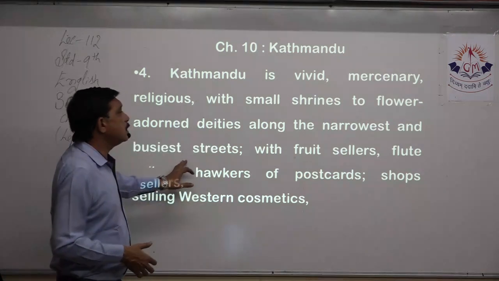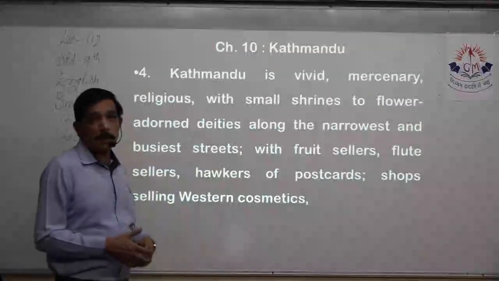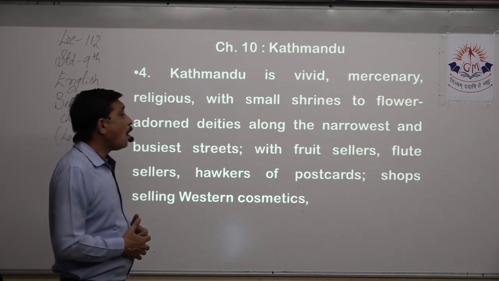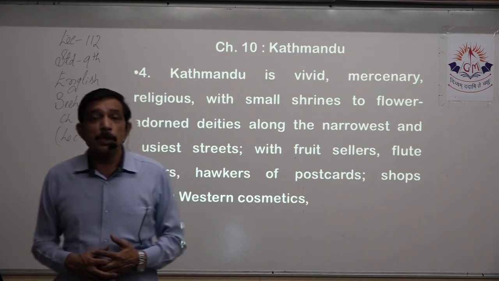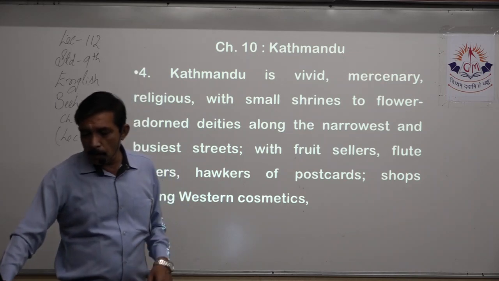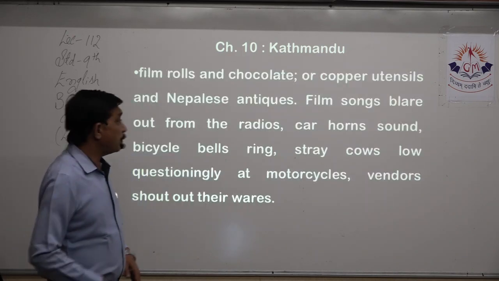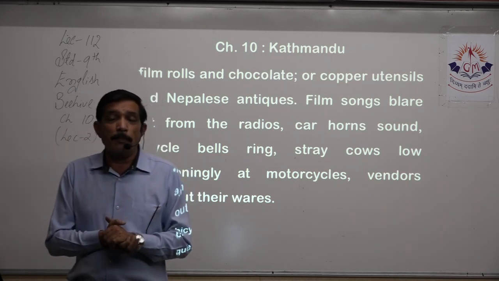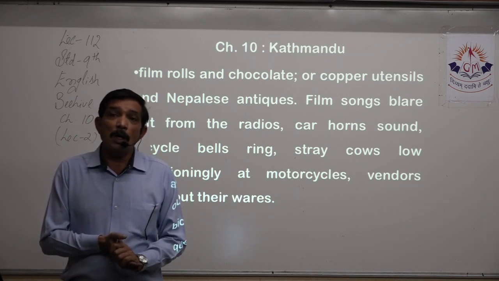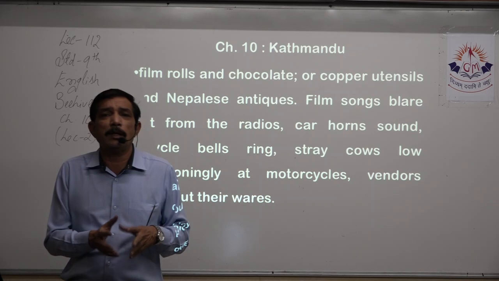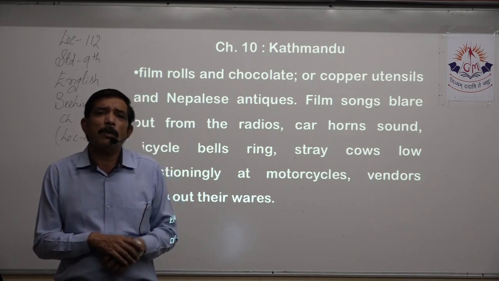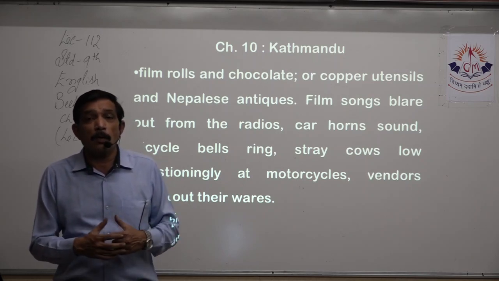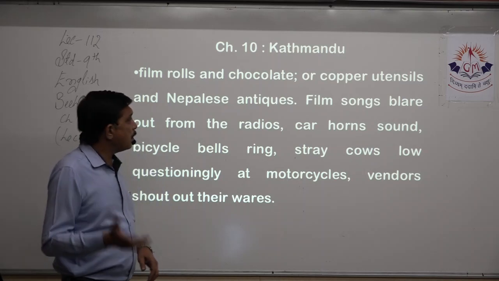So even the narrowest and the busiest streets, yes, they will be filled with adorned deities, that is gods and goddesses. Then there will be fruit sellers, there will be flute sellers also, hawkers selling postcards, shops selling Western cosmetics for people who come from abroad. Then film rolls, because in those days the digital cameras were not there. Yes, cameras having film rolls were there, negatives, right? So even the smallest of the shops will be having a few camera rolls of different varieties, so that the tourists who come over there, when their film roll gets over, need to buy another one, right? So film rolls are there. Chocolates, a variety of chocolates are available.